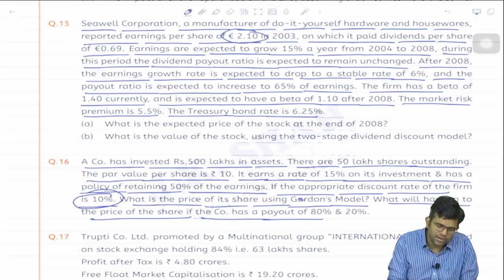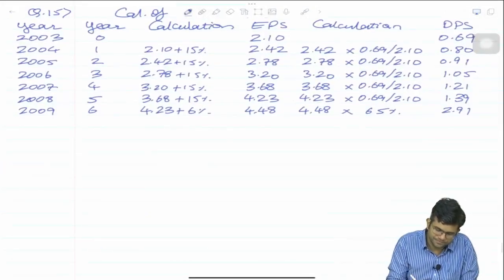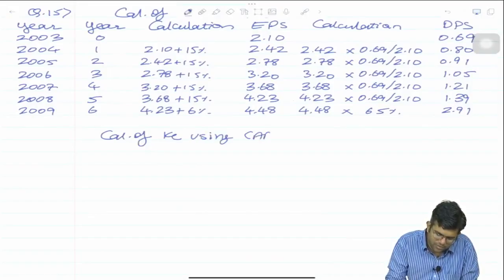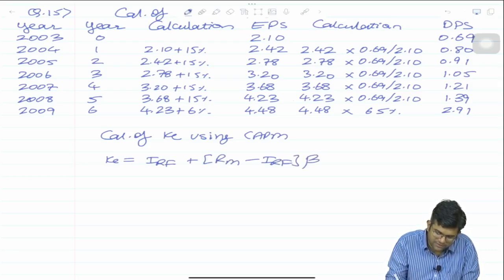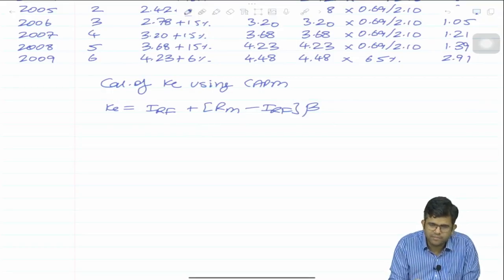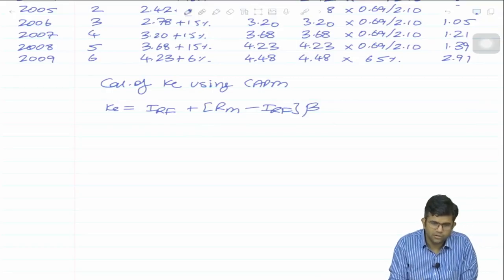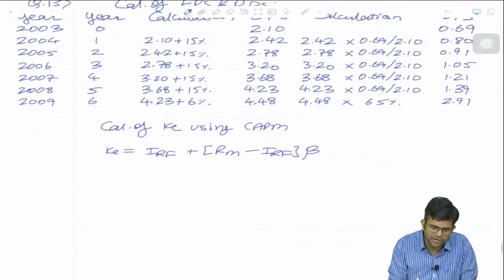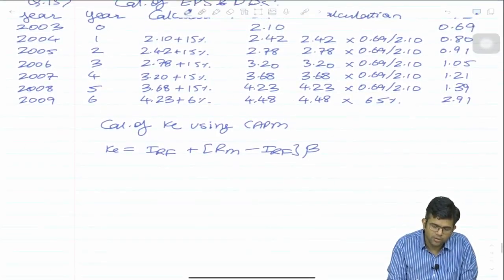Risk free rate plus market return minus risk free rate into beta, that calculation is there. Now in that, now I will just tell you here, calculation of KE using CAPM. Okay, now the formula KE is equal to interest rate, which is risk free, plus market return minus interest rate, which is risk free, into beta. Now they are saying till 2008 the beta is going to be different, and after 2008 the beta is going to be different.